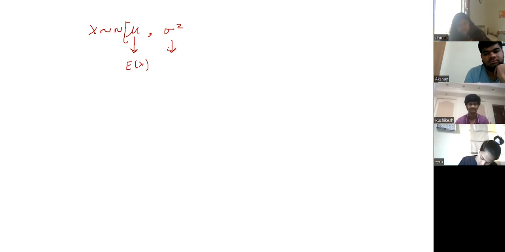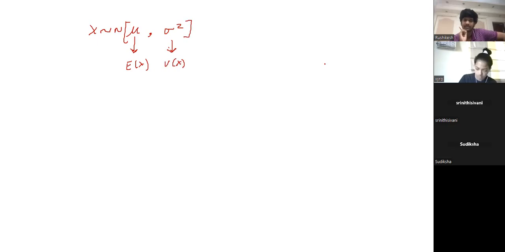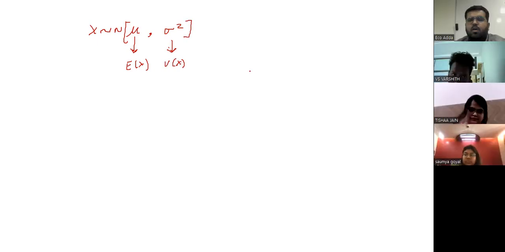And in this case, sigma square is nothing but variance of x. Does that make sense? And this is how we need to write the normal distribution, although this should be brackets like this, not square brackets. Does that make sense?